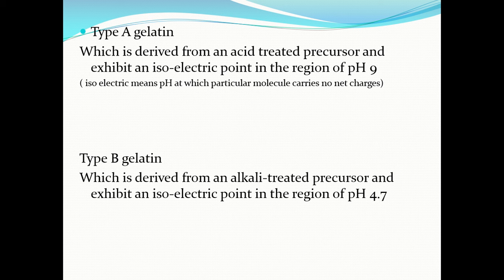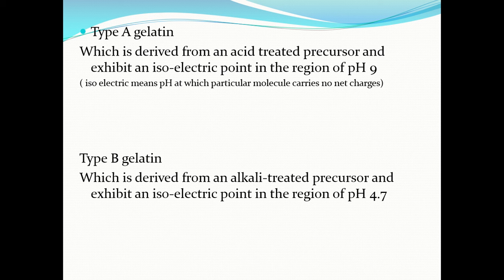Type A is derived from acid treated precursors, and it has an isoelectric point in the region of pH 9. You can see here, treated with acid, but its isoelectric point is pH 9. Isoelectric point means the point at which it behaves as neutral, with an equal amount of charges, acidic and basic behavior, like that.